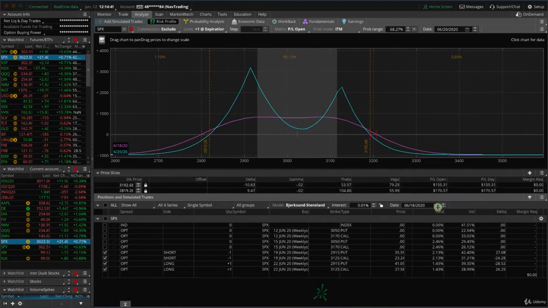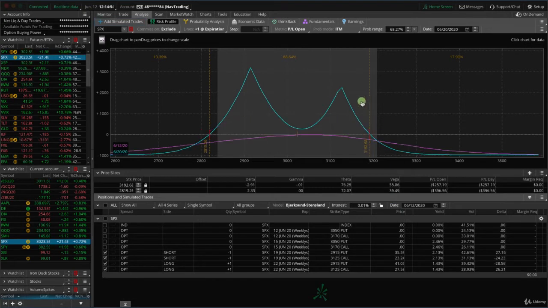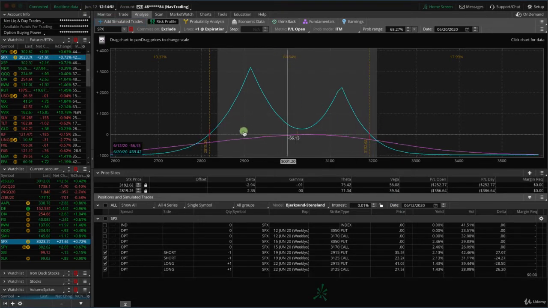The other thing is, if we go back to today and we look at our price slices, I mean, we're talking about an initial probability of profit. Now, again, remember, the break-evens will fluctuate, the max profit will fluctuate based on implied volatility, but at initiation, we're talking about a 68% probability of success, between now and expiration.